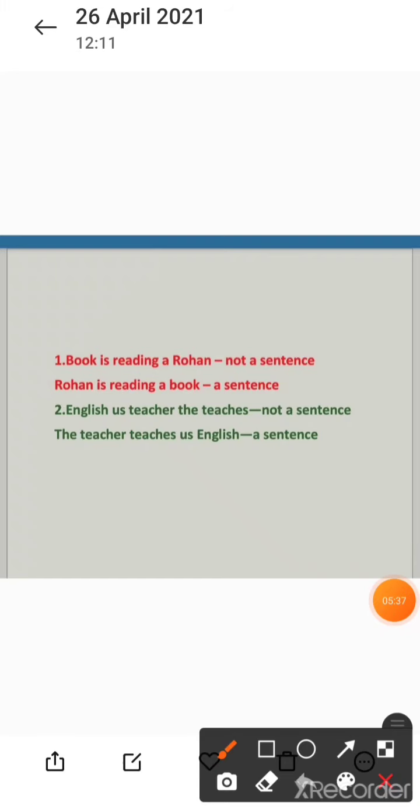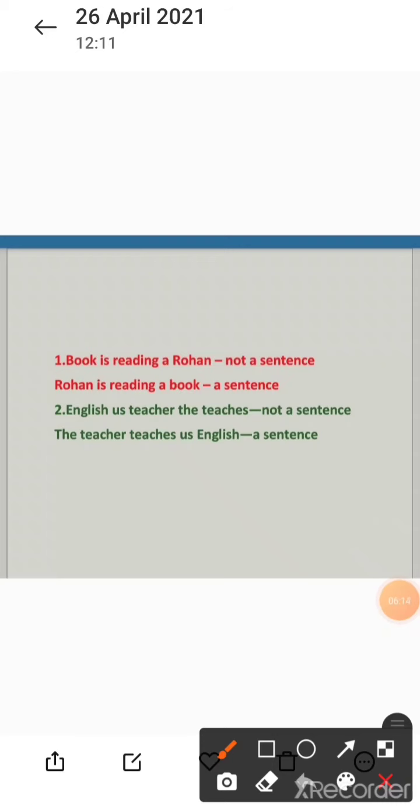Reading, it is the main verb. Read is the main verb, plus ing because it is written in present continuous tense. So that is why a helping verb, then the main verb follows. After that, a book, the object. The subject, then the auxiliary verb or the helping verb, then the main verb, then follows the predicate or the object. This is the construction of a sentence.